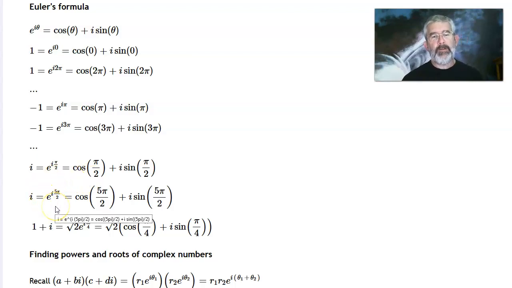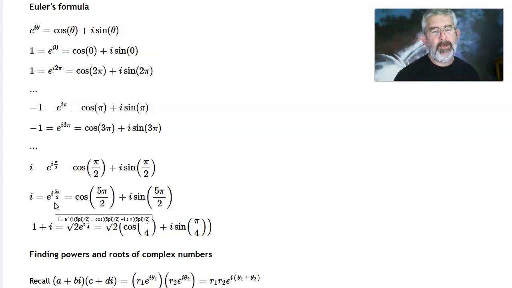And likewise, we could do 5 pi over 2, because 5 pi over 2 would be going all the way around once, that would be 4 pi over 2's, and then one more would get you up on the real axis again. Not the real axis, the imaginary axis, and you're up there at 1.